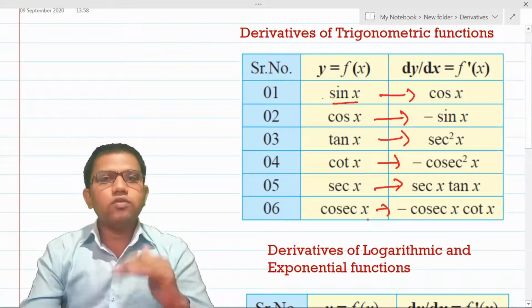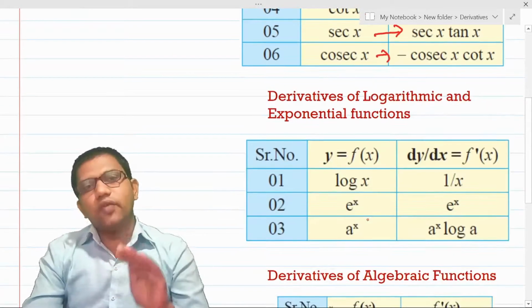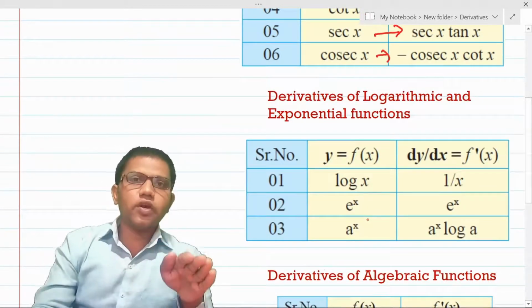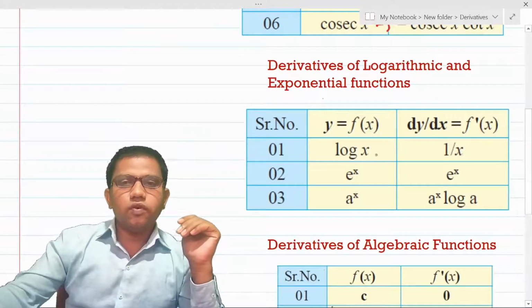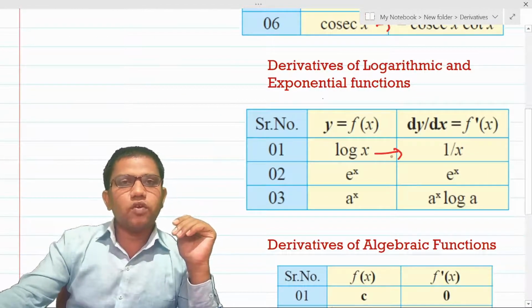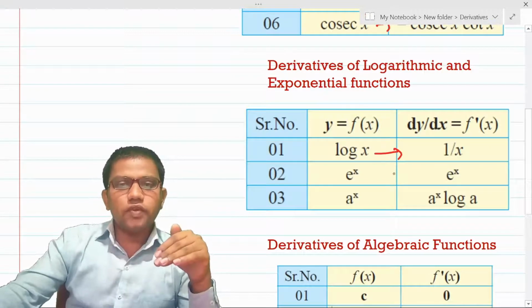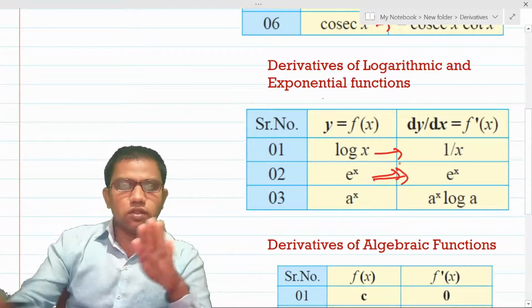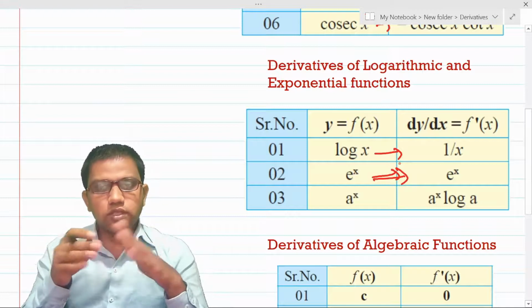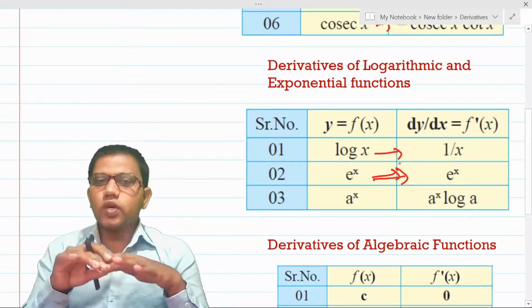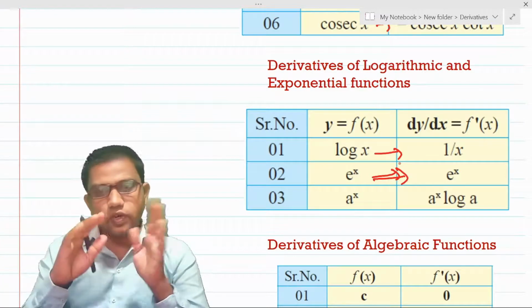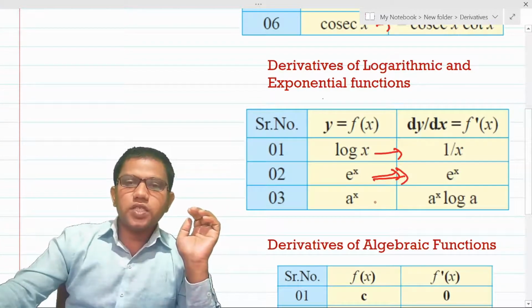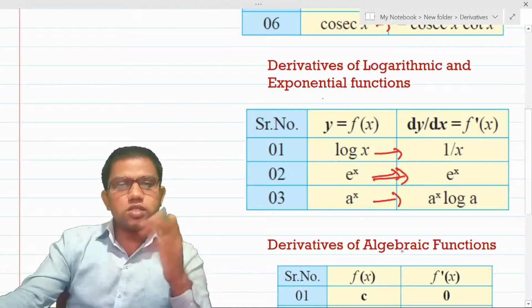Okay, if you have the logarithmic function, you can also find out the derivative of the logarithmic function with the help of the first principle of derivative. So if you have a function log x, then the derivative of log x is 1 upon x. Derivative of e raised to x is e raised to x. It will not change, the function is as it is. Okay, derivative of a raised to x is a raised to x into log a. This is also very simple.